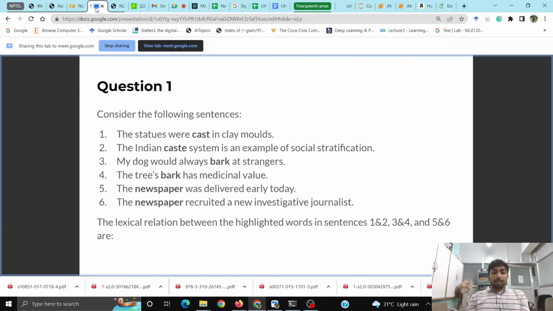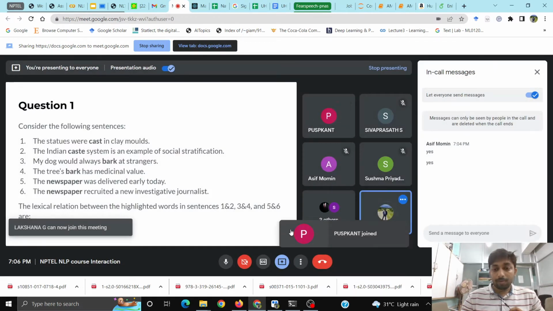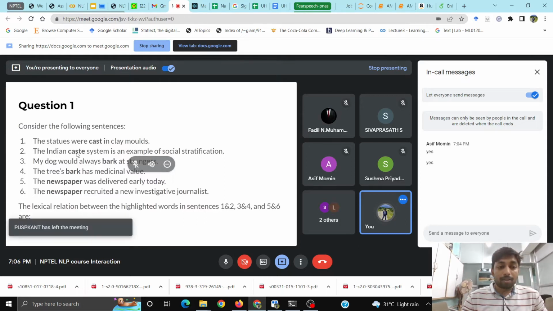So these are the 6 sentences. You have to find the lexical relation between 1 and 2, 3 and 4, and 5 and 6. So first, 1 and 2. What is the lexical relationship between them? The statues are cast in clay molds, and the Indian caste system is an example of social stratification. We have to find the lexical relation between caste and cast.